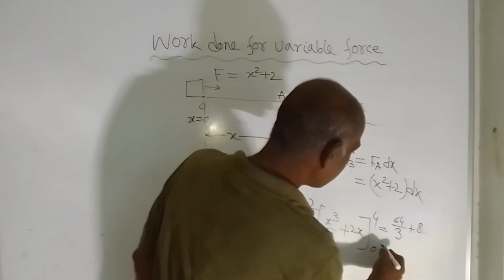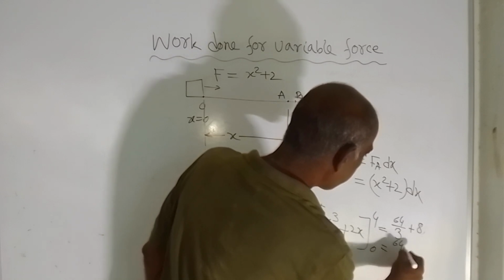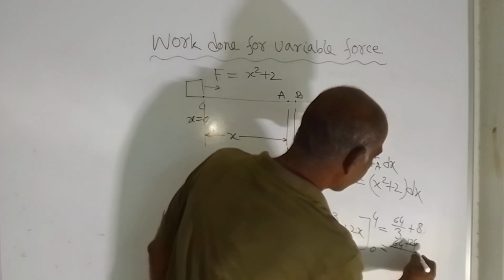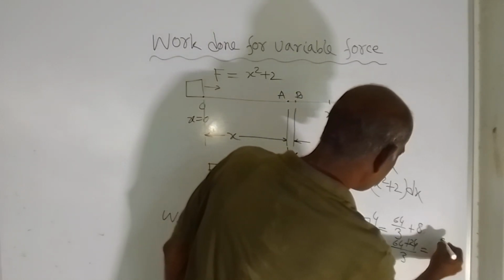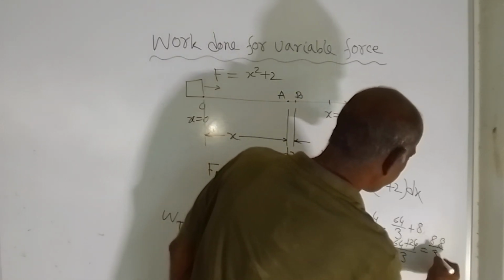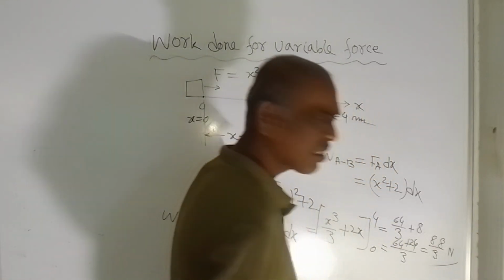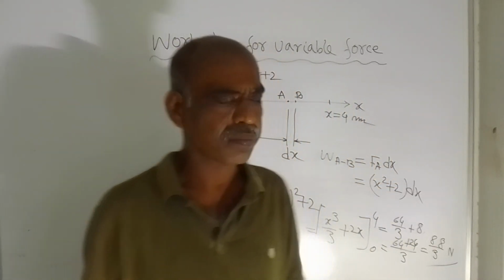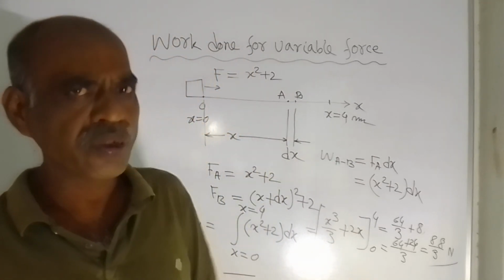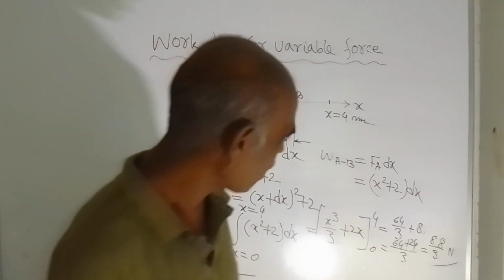So what is the result? 64 plus 24 divided by 3. So that is 88 by 3 Newton. Just use your calculator to get the answer in decimal. 88 by 3 Newton. Am I right?